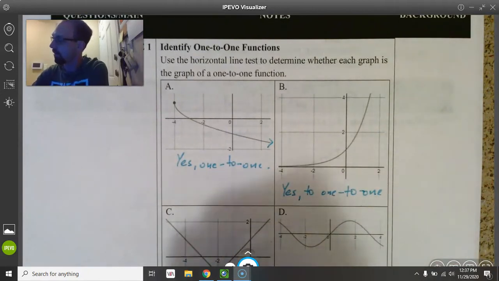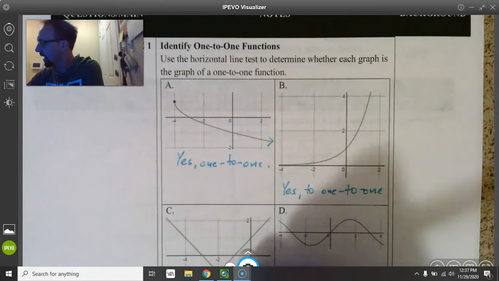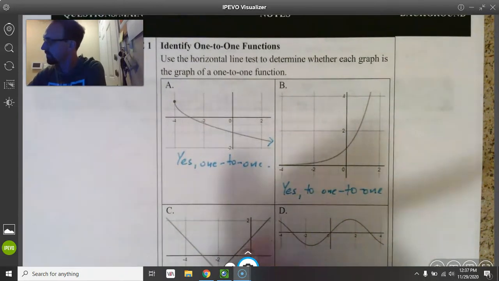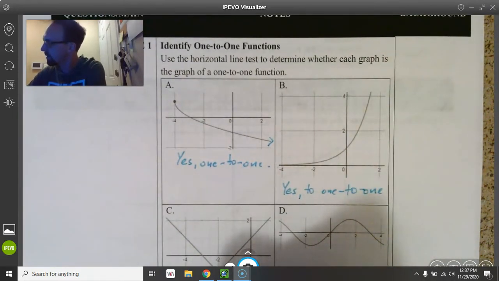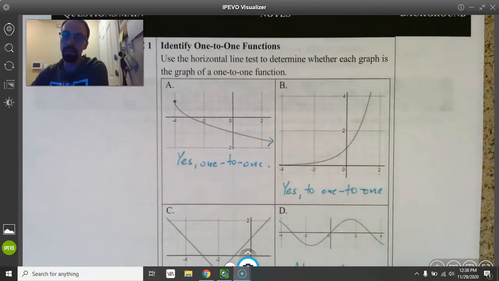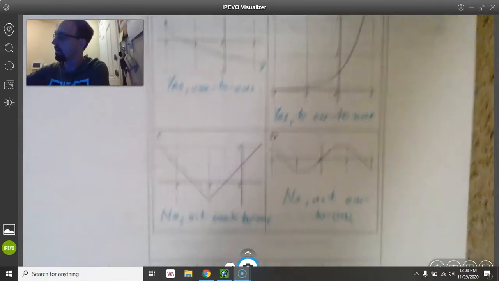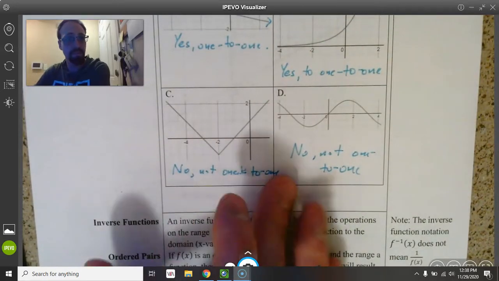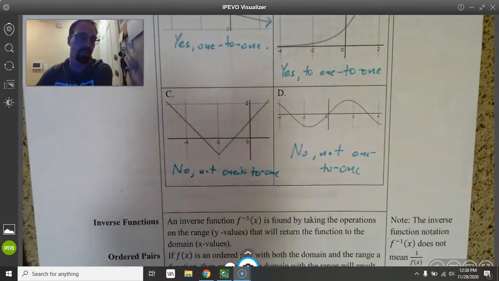C is not one-to-one. Not one-to-one. And neither is D. The reason that these are not one-to-one is because they intersect more than once if I do a horizontal line test.